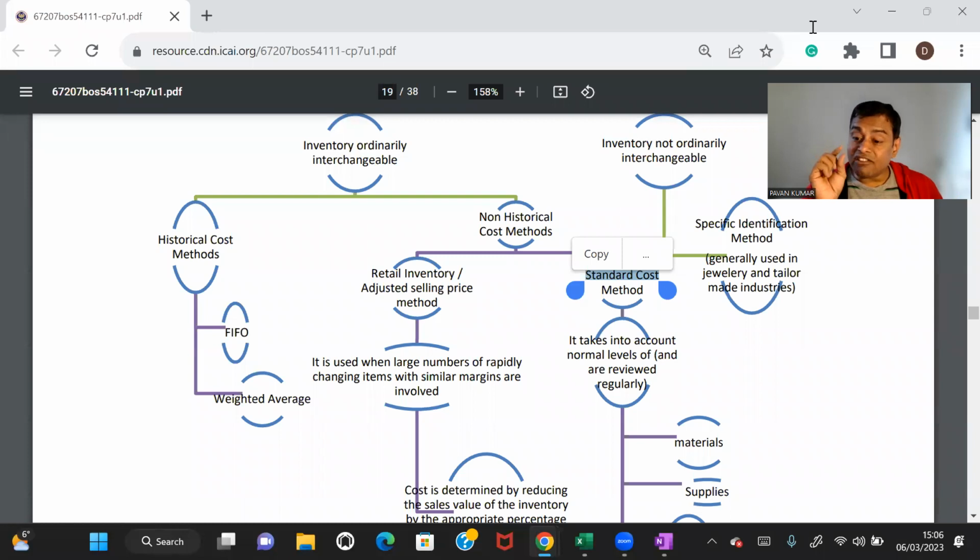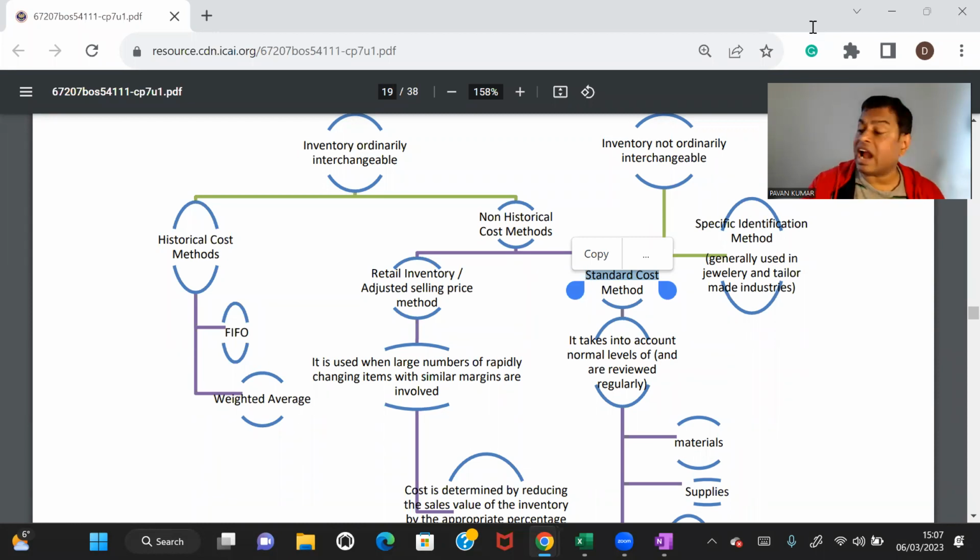For these kinds of people, Ind AS 2 says the cost of inventory is the selling price minus gross profit. Because logically, sales minus gross profit is your cost only, no? Cost of goods sold, or cost of production if there is no opening stock or closing stock. Simple. Correct. So it is reverse working. This is called the retail method.